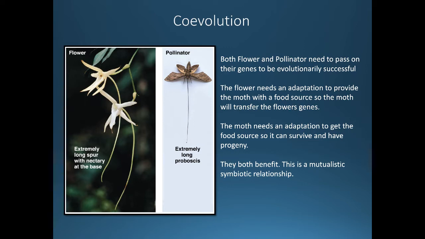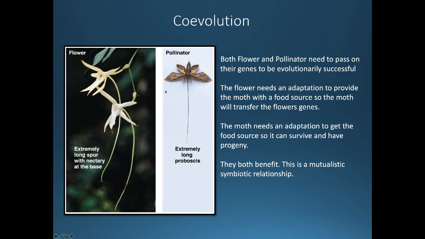All right, so I'd like to talk about this specific example to understand how both the flower and a pollinator will evolve with each other and how they both will benefit. Remember that the flower and the pollinator, from an evolutionary perspective, have one goal, and that is to be able to pass on their genes to the next generation. In order for these two to help each other out, the flower needs some kind of adaptation to provide the moth with a food source so that the moth will transfer the flower's genes. But the plant doesn't want just any pollinator coming along and then taking its pollen to any other plant.